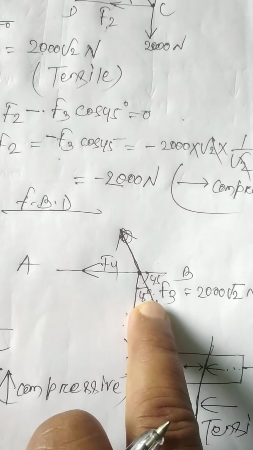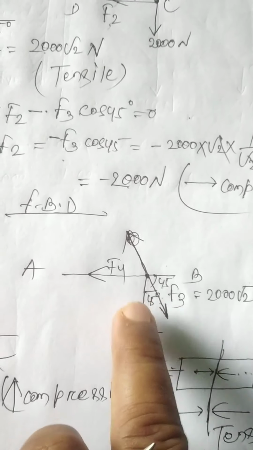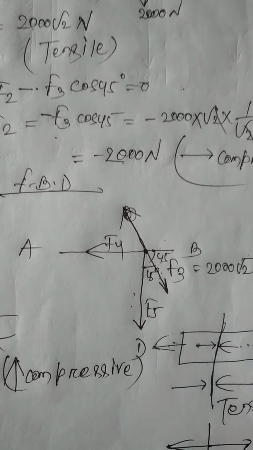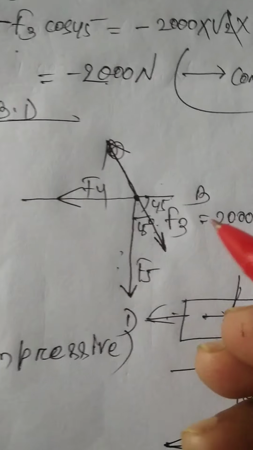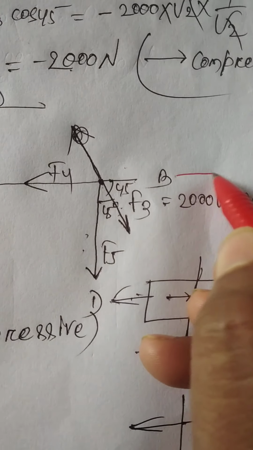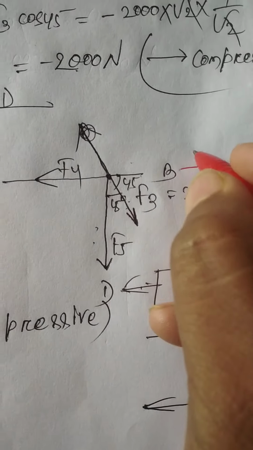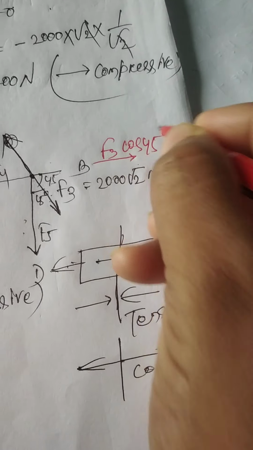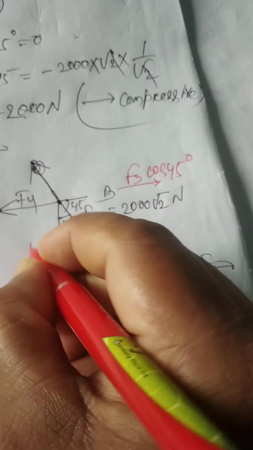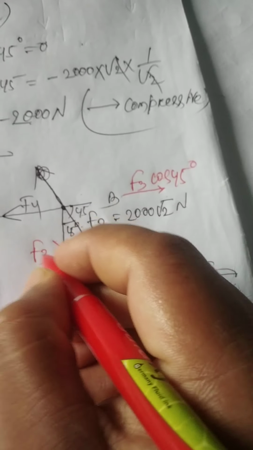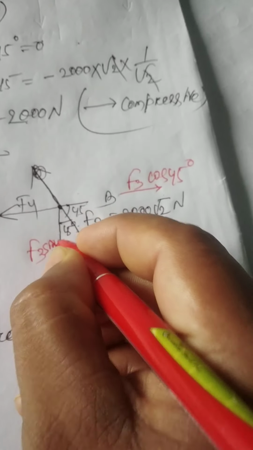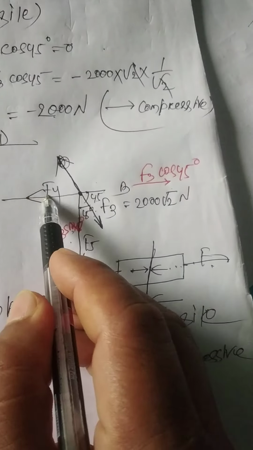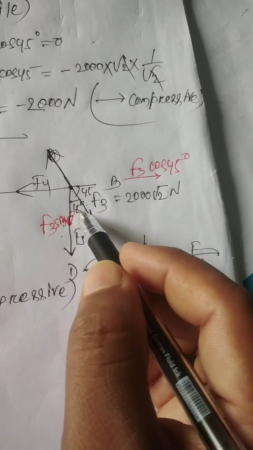So it has two components. F3 cos 45 is the horizontal force, so it will be moving in the rightward direction. The horizontal component of F3 will be moving like this, so I can write F3 cos 45 degree. Again, the other vertical component of F3 will be F3 sin 45 and it is moving downward. So this is the free body diagram. I have taken F4 as tensile, and F5 is moving downward.